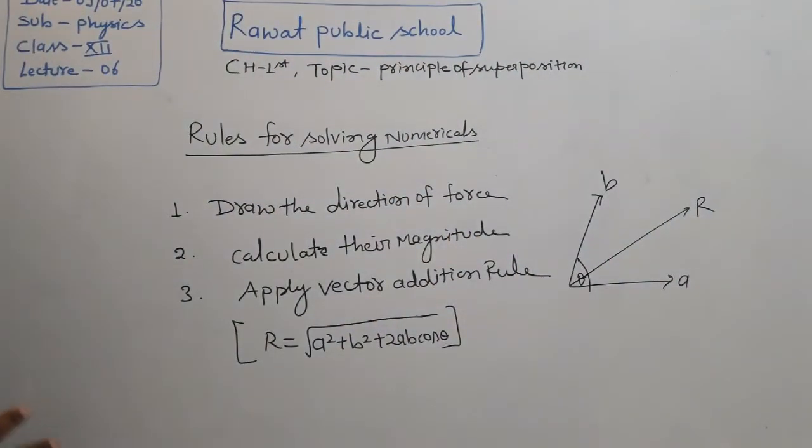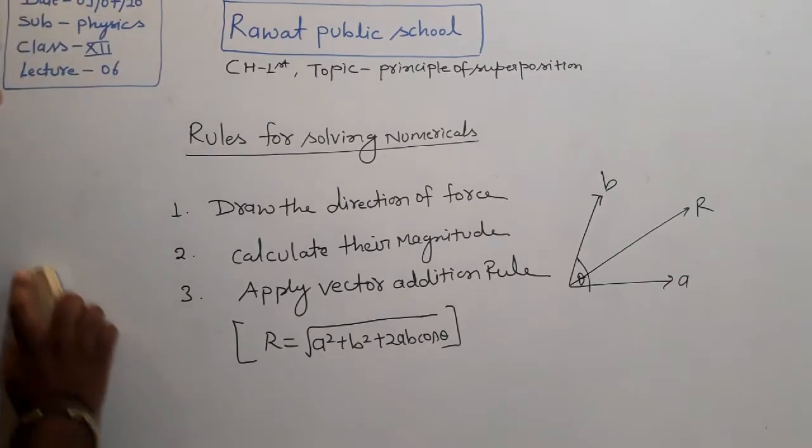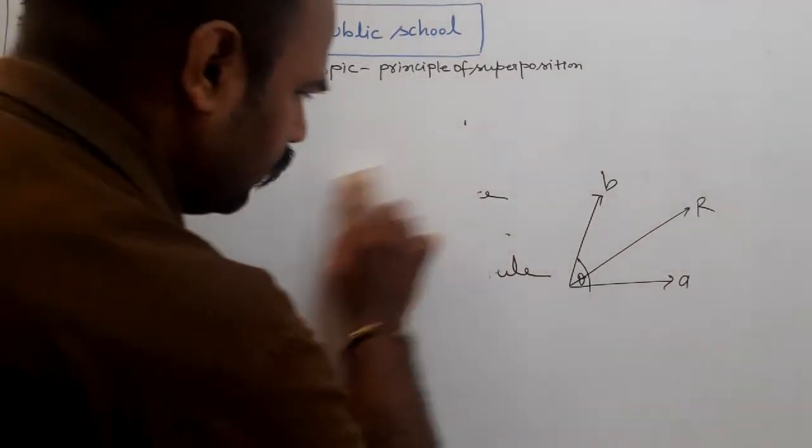Okay. So first, second, third. First, draw the direction of force. Second, calculate their magnitude. Third, apply the vector addition rule. So by using these rules, we have to solve some numericals.